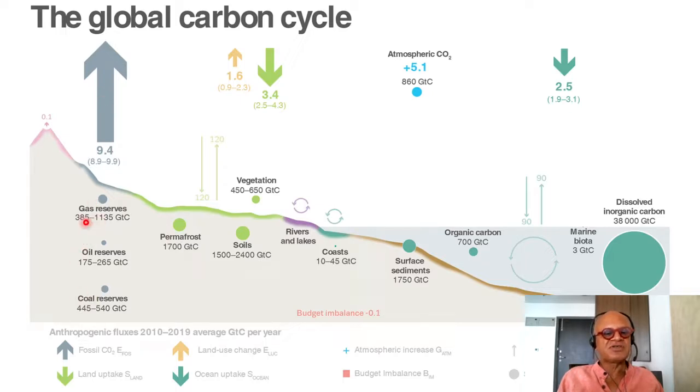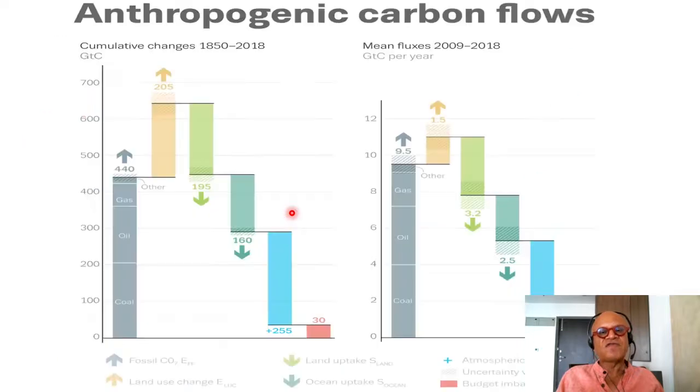There are buried reserves in gas, oil and corals that we saw. There is a volcanic flux. So we have fossil fuel CO2, land uptake, land use change emitting a little bit, ocean uptake of 2.5 gigaton carbon per year, and so on. What do we do with it? We compute the annual flux into the atmosphere, which looks like this.